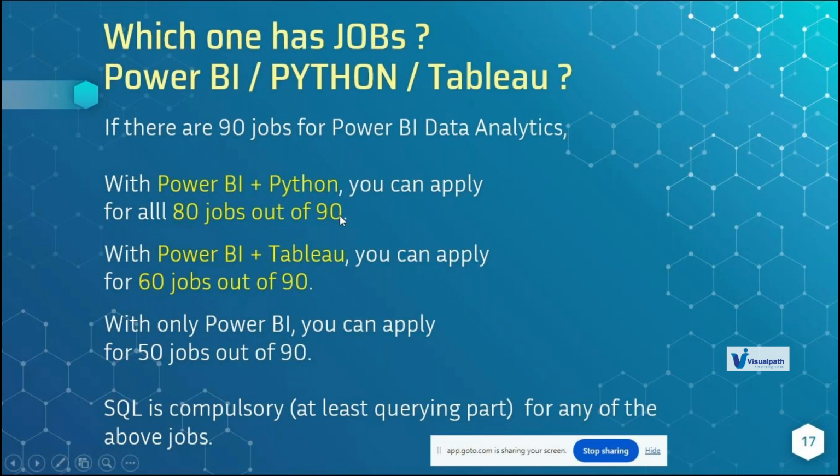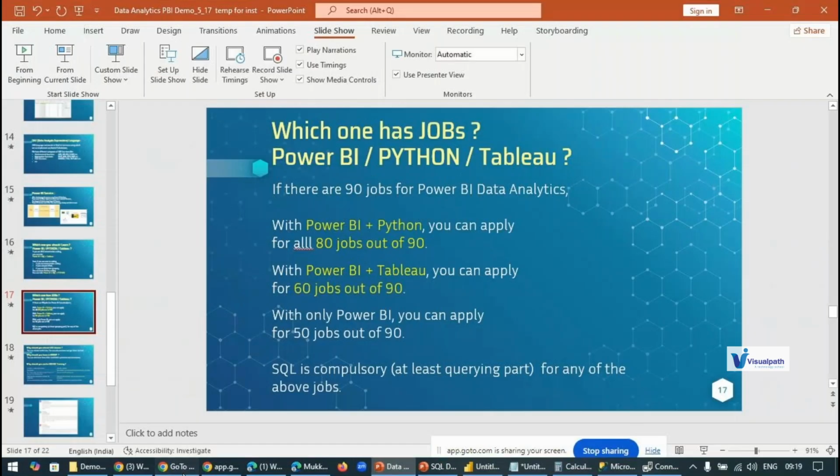So how to apply for all 90 jobs? That means you have to learn Power BI, SQL, Tableau, Python. If you learn all four, you can apply for all related jobs, all 90 jobs. Is this clear? Manoj, is this clear? Yes, okay.